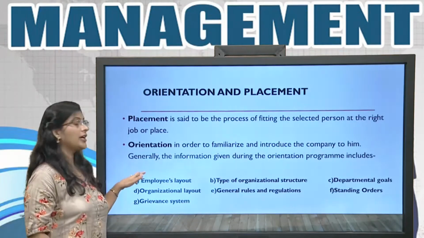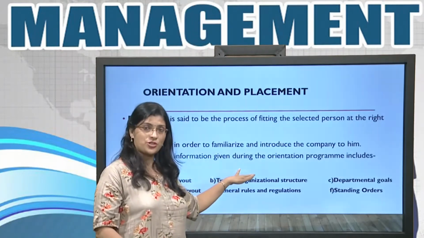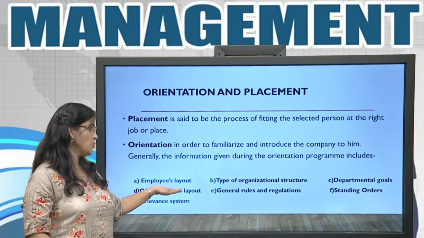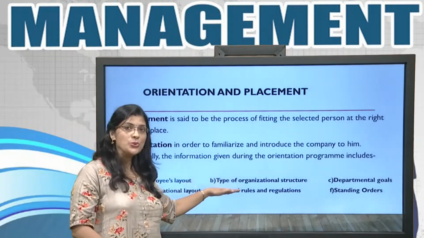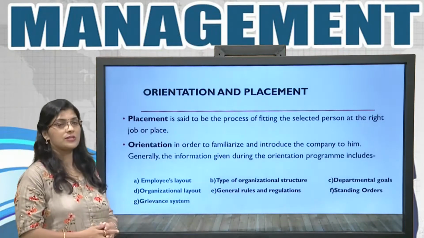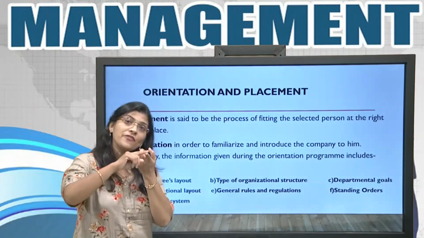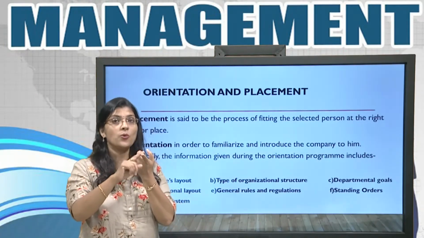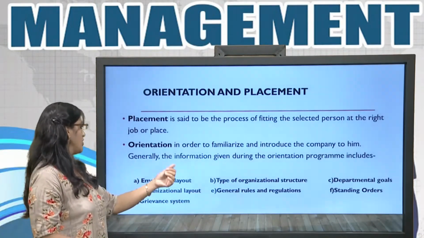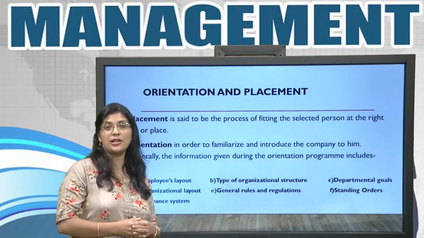So it is generally employees layout, types of organization structure, departmental goals, organizational layout, general rules and regulations, standing orders and grievance system. So I have written these topics. It means what kind of culture any organization has will be depicted by the department, standing orders, and generally what kind of grievance system it has, what kind of organizational layout it has.